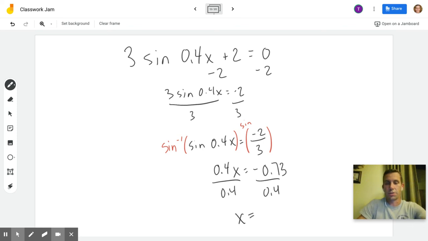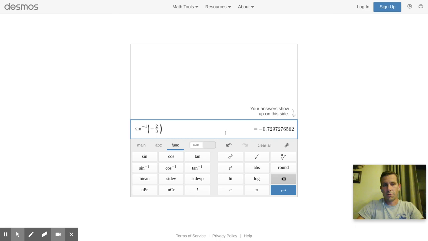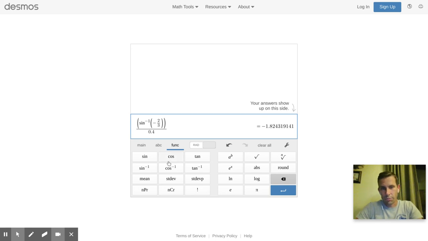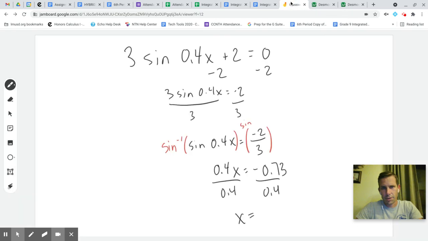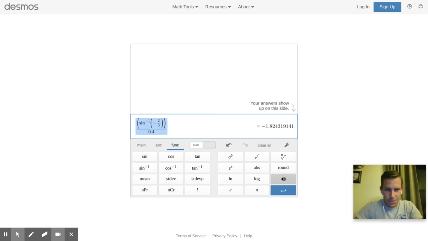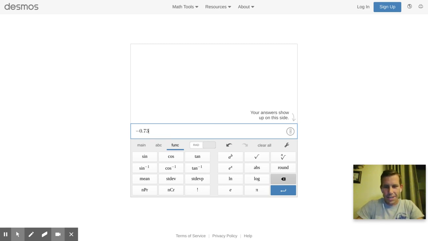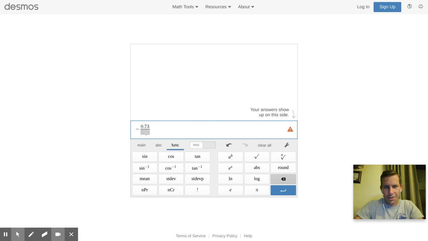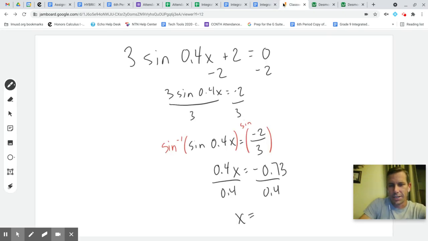So we get x is equal to, let me calculate that. Negative 1.82. That's not right. So negative 0.73. Good thing you can skip ahead when I make mistakes because I'm not recording this whole thing again. Negative 0.73 divided by 0.4. Oh no, that is right. So negative 1.825. Okay, so x is negative 1.825.